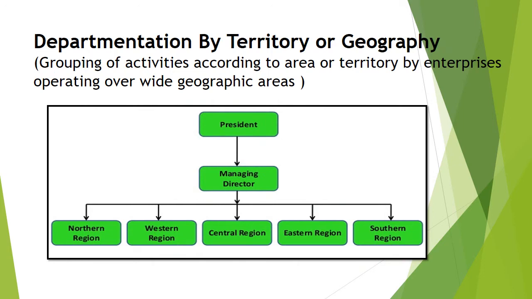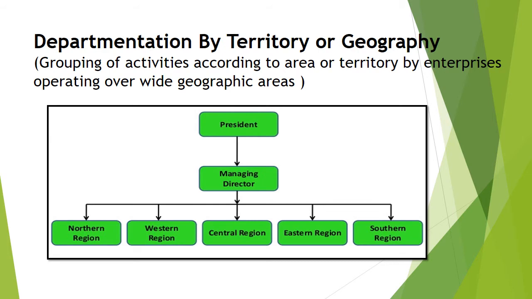The next criterion is departmentation by territory or geography. From the name, we can understand that it is whereby the activities are grouped according to area or territory by enterprises operating over wide geographical areas.